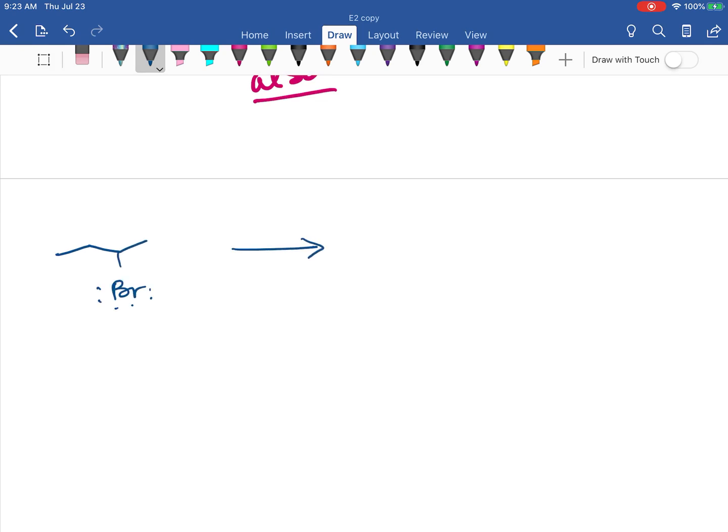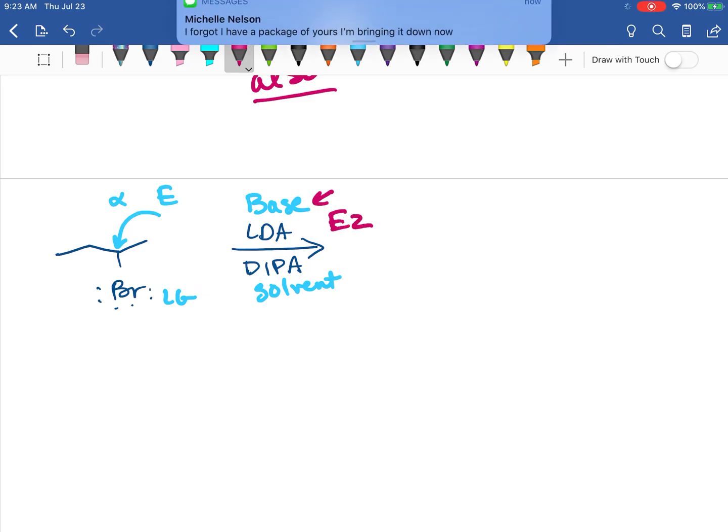All right, so let's rewrite that so that we can draw our whole mechanism. And what would this look like? Okay, let's have LDA, diisopropyl amine. Okay, let's label everything. This is our base. This is our leaving group. This is our solvent. And this is our alpha or our electrophile carbon. So this whole recipe screams E2, okay?